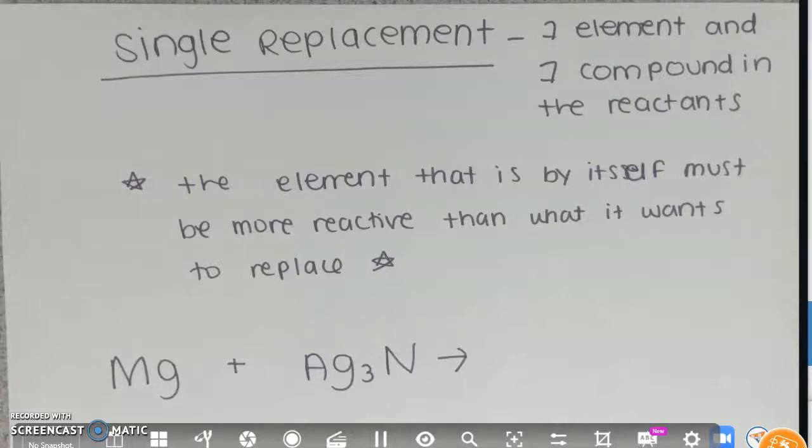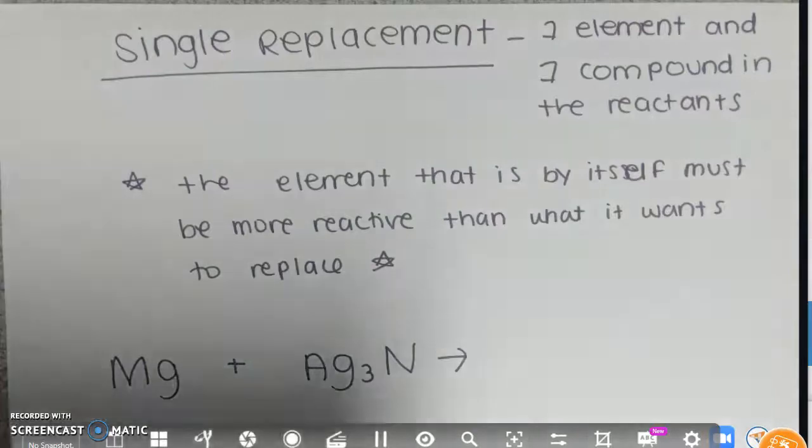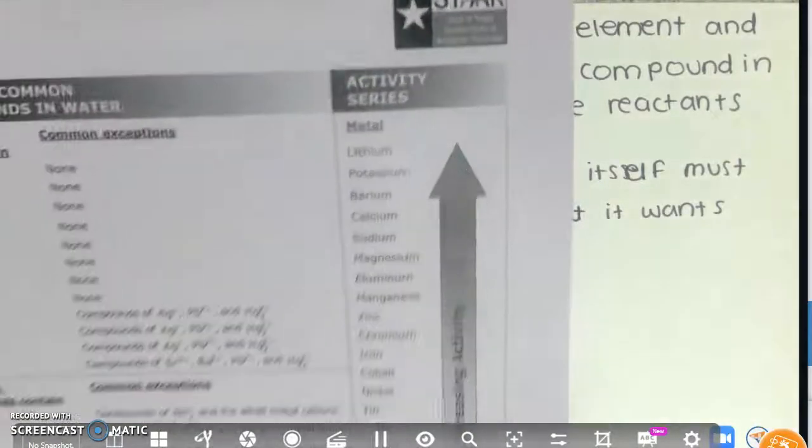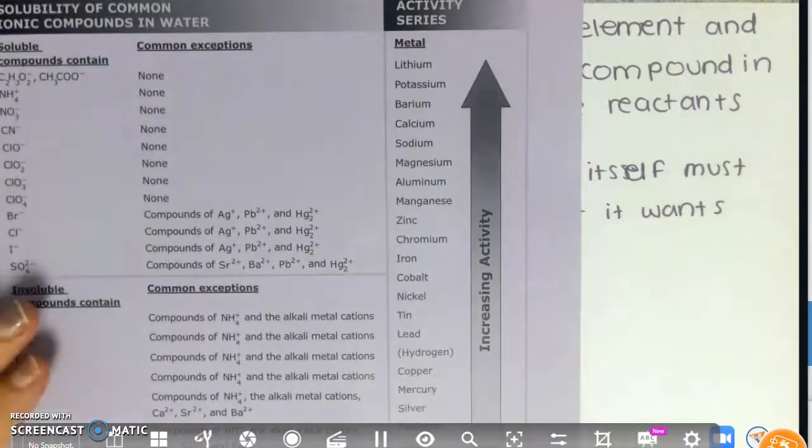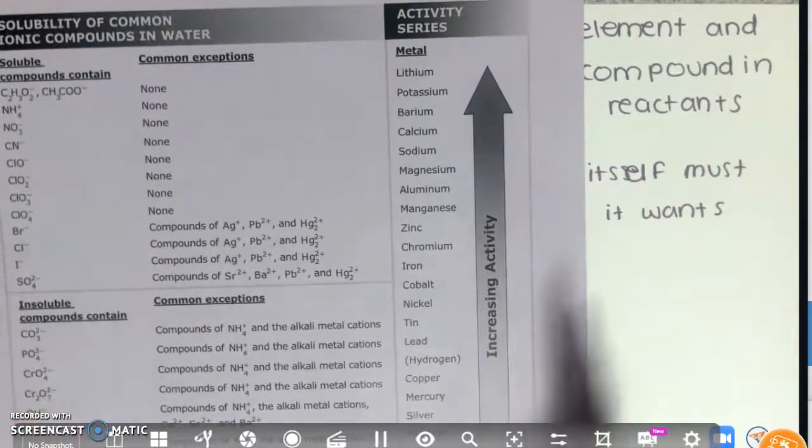So a single replacement reaction is when you have one element and one compound in the reactants. These reactions can end up as either no reaction, or they'll make one element and one compound. Now with single replacement reactions, this is the only time you use this activity series. You don't use this in anything else besides single replacement.